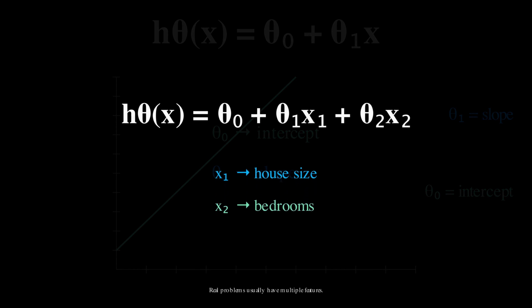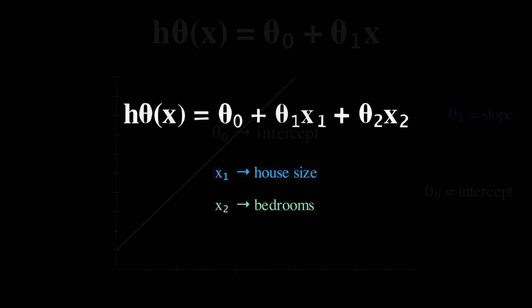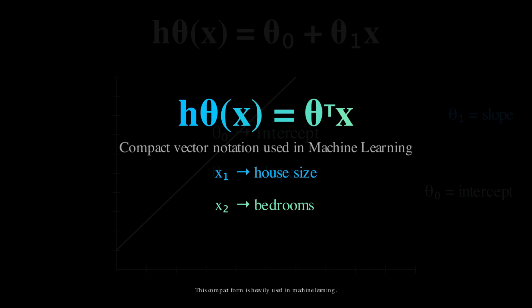Real problems usually have multiple features. House price may depend on many different factors: size, bedrooms, location, age, and many other variables. Machine learning models combine all these features together. This compact form is heavily used in machine learning. As models become larger, compact notations become extremely useful. This notation allows machine learning systems to scale efficiently.